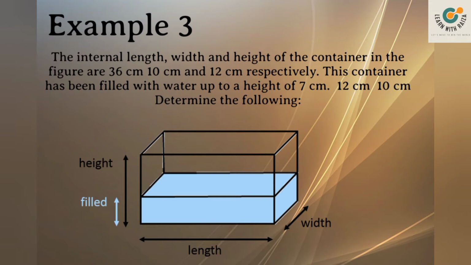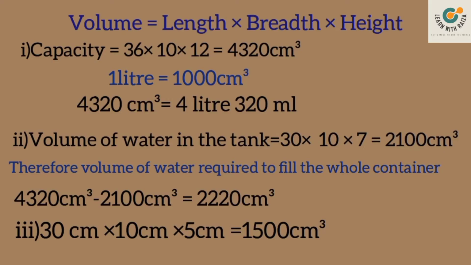So the volume of water that is already in the tank is 30 multiplied by 10 multiplied by 7, length into breadth into height of the water level. There you get 2100 cubic centimeters. They are asking how much water is required to fill the whole container. You know that the capacity of the whole container is 4320, and there is already a water level of 2100. So when you subtract that, you can find how much more water is required to fill the whole tank. That will be 4320 cubic centimeters minus 2100 cubic centimeters, which is equal to 2220 cubic centimeters.